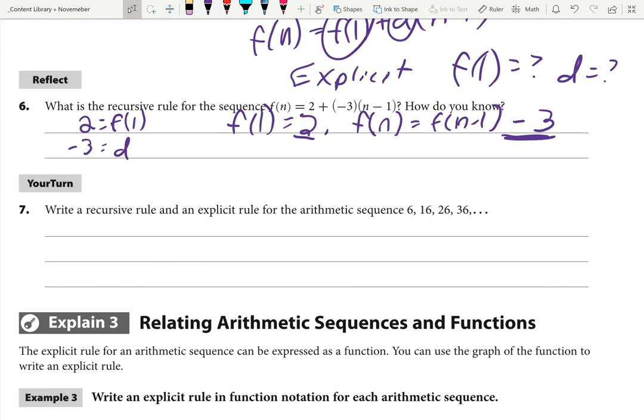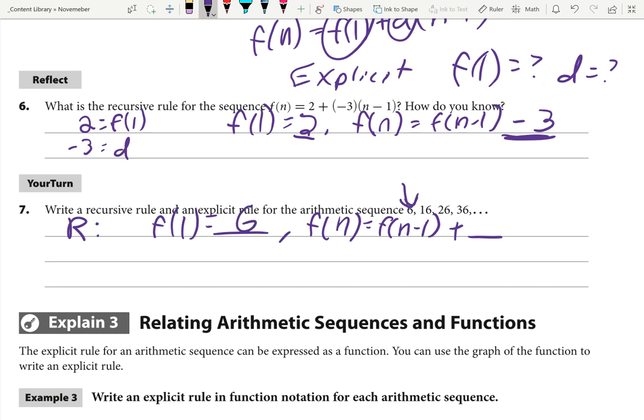And then lastly, let's wrap this up with writing one more for 6, 16, 26, and 36. So the recursive rule, remember, follows the formula f of 1 equals something, right? And then f of n equals f of n minus 1 plus something. So our first term in the sequence here is 6. So we know that this first part, f of 1, is 6. And then the common difference is 10. It looks like everything's increasing by 10. So it would be plus 10 at the end. There's your recursive rule, just like that.